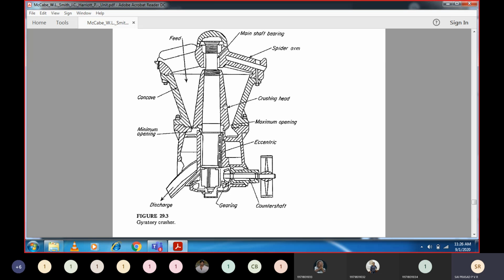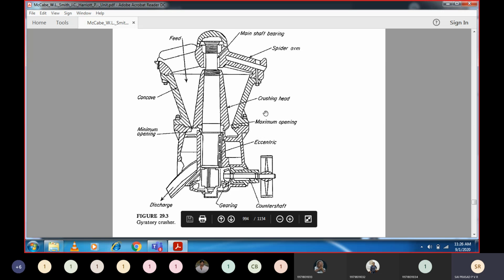This crushing head which is rotating will start moving because of the slip. It starts moving, and thus the size of the particle decreases, and then crushing will take place and the product falls from the discharge. Here we have a gear because the shaft is at a distance, at 90 degrees. So to change the torque, we use a 90 degree gear, and this is driven by means of an electrical motor.